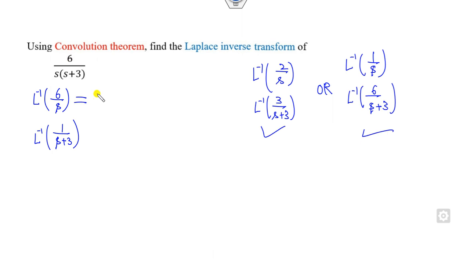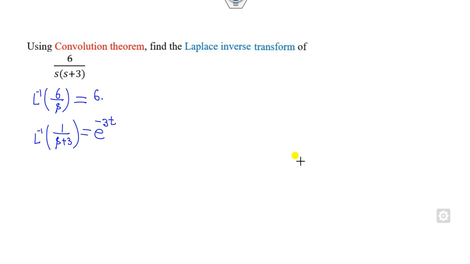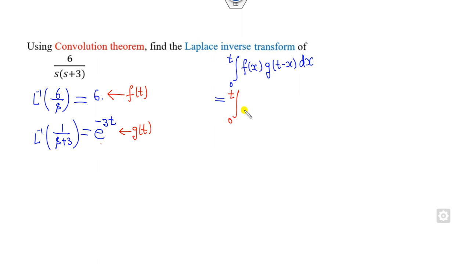So what is the Laplace inverse of this? 6 is outside. The Laplace inverse of 1 over s is 1, and the other is e raised to power minus 3t. Fine. Now I can apply the Laplace convolution result, the integral of f(x) g(t minus x) dx. Now again it's your choice. You can take this as my f of t and this as my g, or you can choose this as f and this as g. So again I can solve it both ways for you.